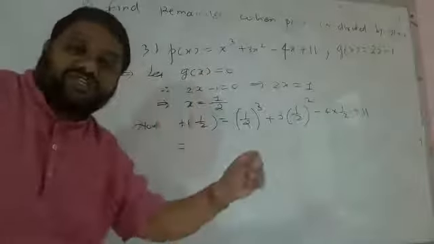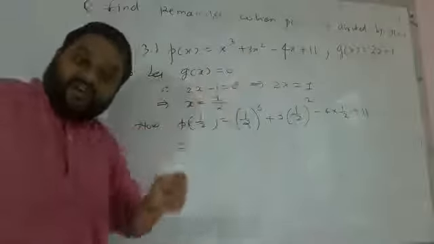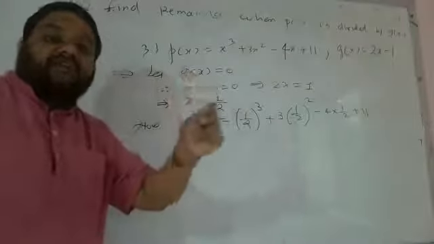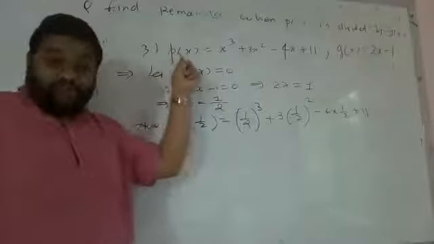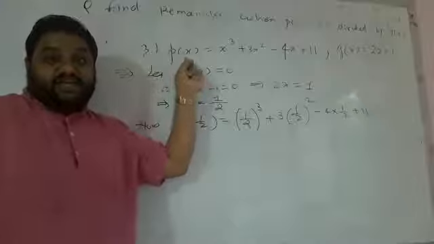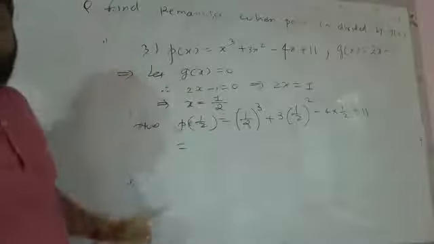You will equate g of x equal to 0. Then you will find the value of x. And then you will put that value of x in place of x in p of x, the polynomial p of x.